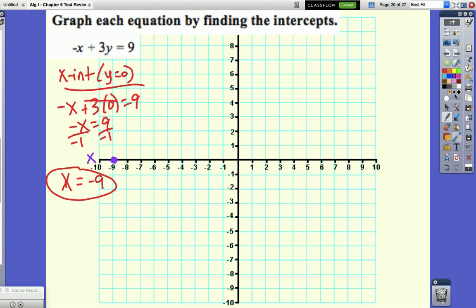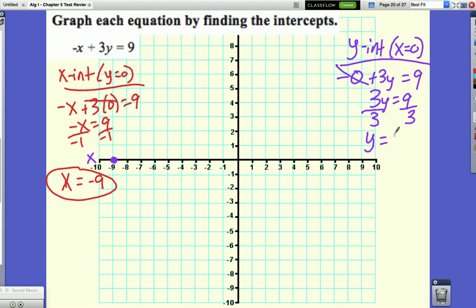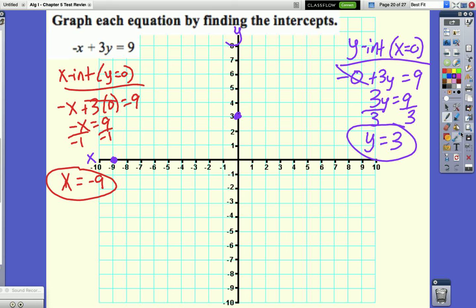Then we go to find the y-intercept. Same thing, but this is when x equals 0. So we have negative, and then instead of x, we plug in 0, plus 3y equals 9. The 0 crosses out, so we divide both sides by 3. And our y-intercept is 3. So those are two answers for the problem, and now we plot the points. So on the y-axis, we go to 3, and then we draw the line, and that's all we do for the graph.